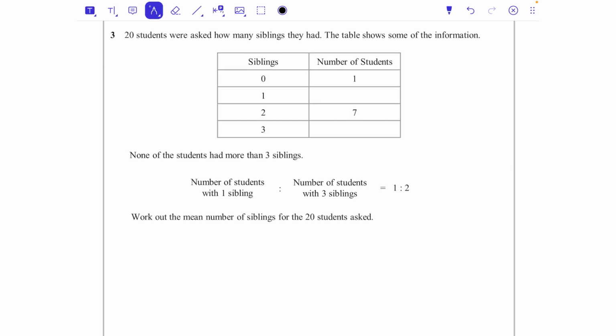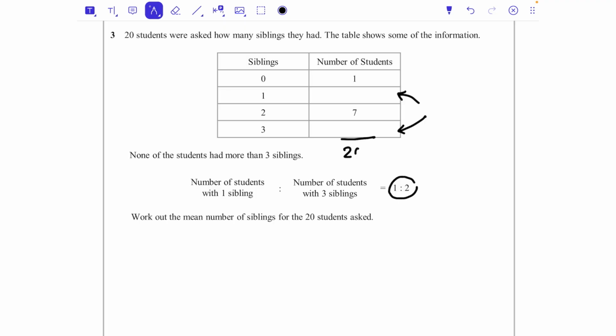The table shows some of the information. None of the students had more than 3 siblings, and the number of students with 1 sibling to the number of students with 3 siblings is in the ratio 1 to 2. So we know that this value here and this value here are in the ratio 1 to 2. Work out the mean number of siblings for the 20 students asked.